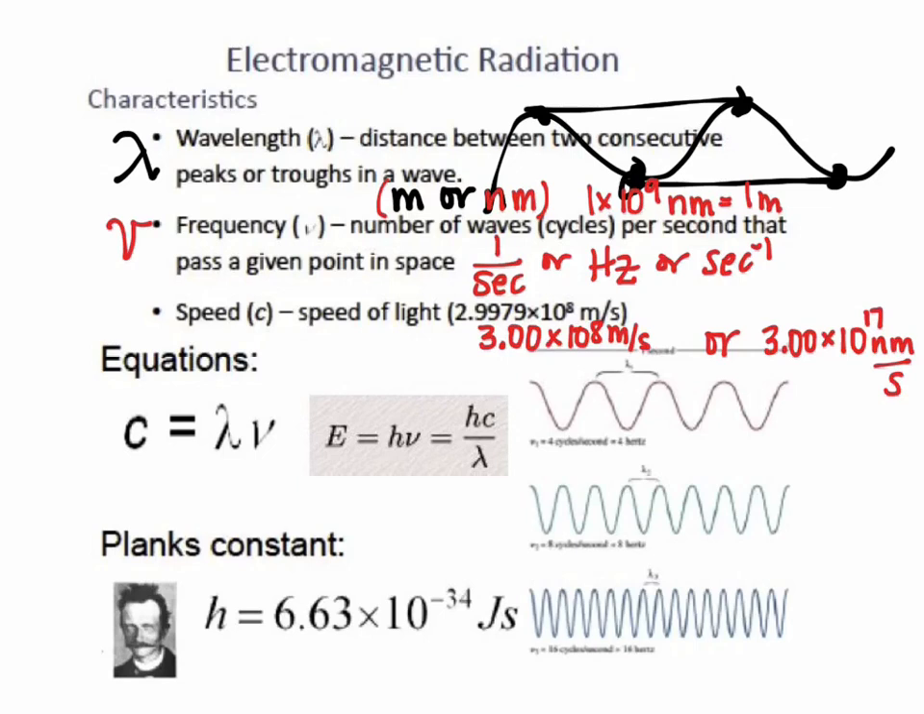So we have all of our equations sitting here. We have the one for the speed of light, then we have E equals hv, or E equals hc over lambda, where h is Planck's constant. That is 6.63 times 10 to the -34 joule seconds.